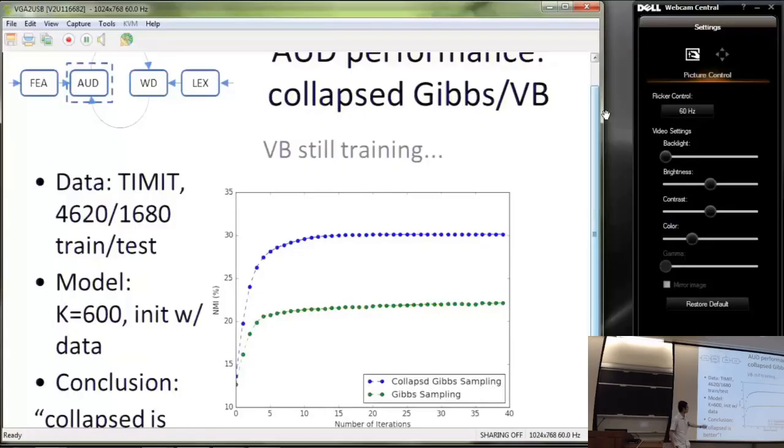And here you observe, we don't have the VB curves yet because my VB code for multivariate data has been buggy and parallelized. So unfortunately, we don't have those curves at this time. We have the curves for sampling for both the collapsed and the standard Gibbs sampling, and we observe that the collapsed version tends to converge faster than the standard Gibbs sampling.